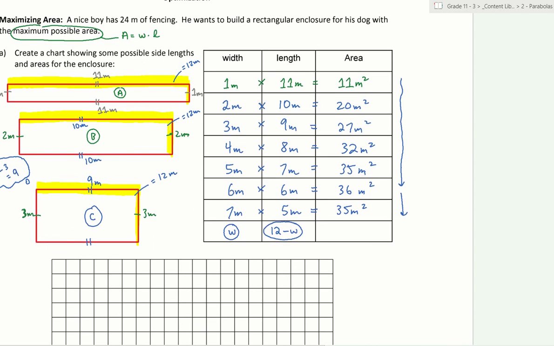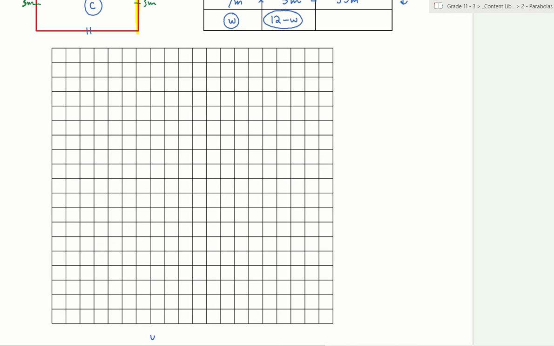So what we're going to do is let x be the width and y be the area. Okay, so I'm going to graph the points. When the width is 1, the area is 11. When the width is 2, the area is 20. When the width is 3, the area is 27, and so on. Okay, so I'm going to graph all those points. Down here, width would be the x variable: 1, 2, 3, 4, 5, and so on. I'm just going to pause the video and do that.